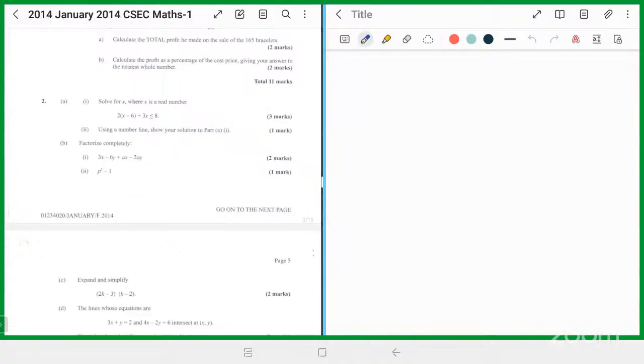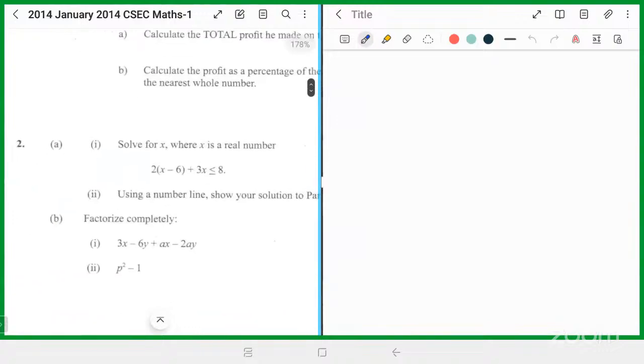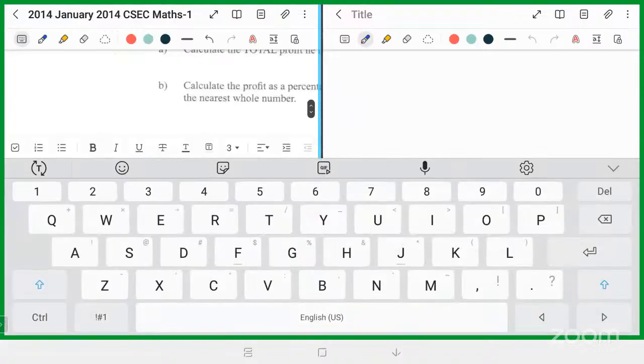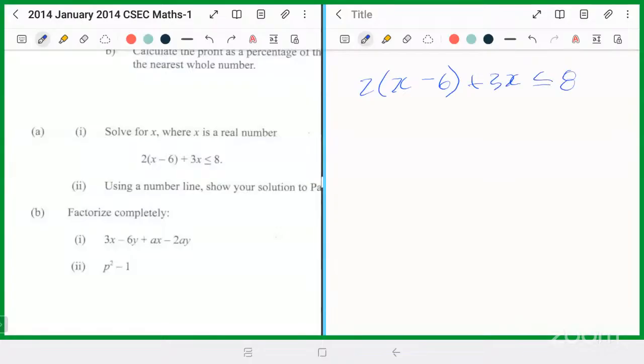Alright. Let's start with 2. First part is to solve this. Same thing, make x the subject. It's an inequality. So all we have to do is transpose away everything, make x the subject. We have an x term here and an x term here. So let's work it out. So we have 2 into x minus 6 plus 3x less than or equal to 8. Alright? There's nothing to it.